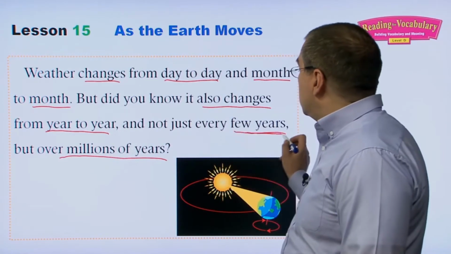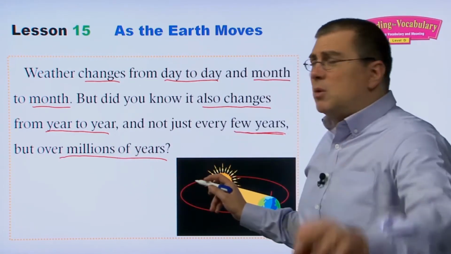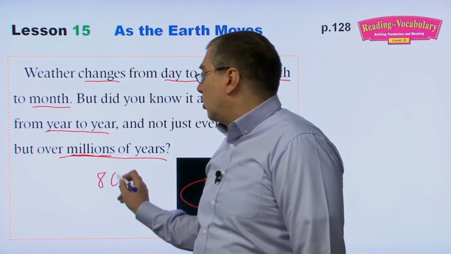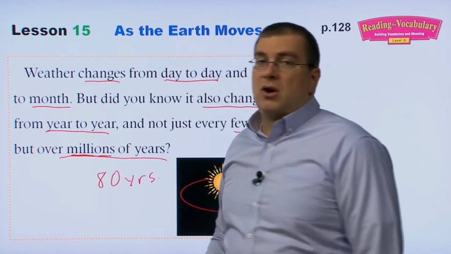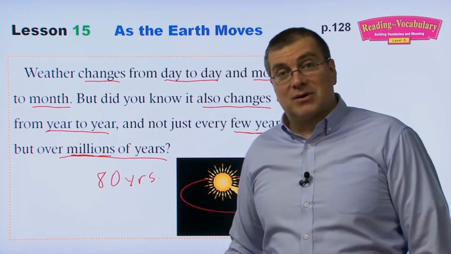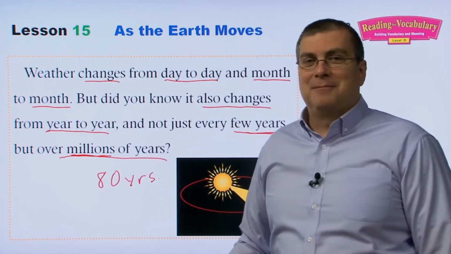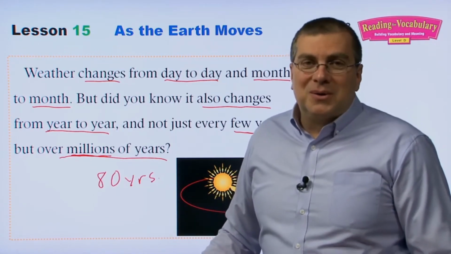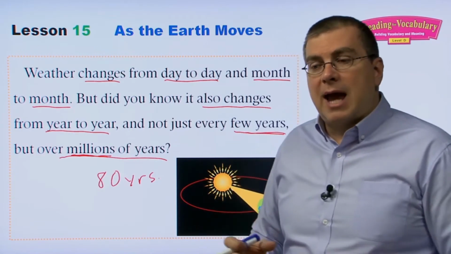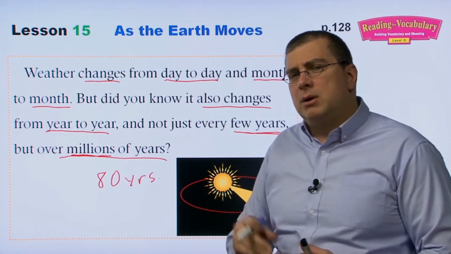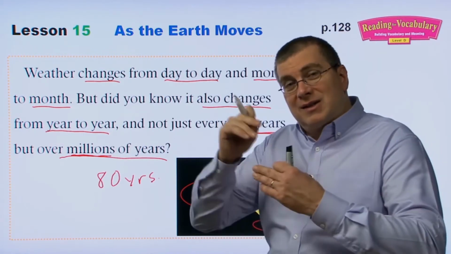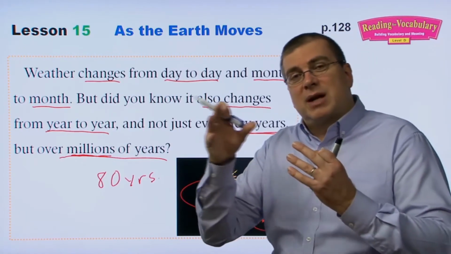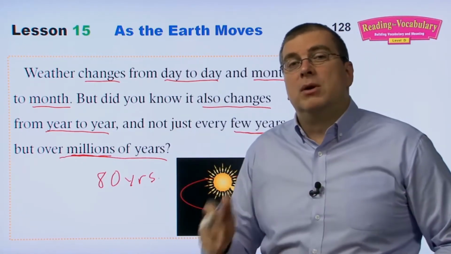And not just every few years, but over millions of years. Now, people really don't realize this because, you know, the average life is maybe around 80 years, right? So people don't really remember more than 80 years ago, right? The very old people, right? So nobody remembers what the weather was like a million years ago, right? But scientists have ways to determine what the weather was like millions of years ago, and they found that there's a cycle. Sometimes it's really cold, sometimes it's warmer, and it changes over millions of years.